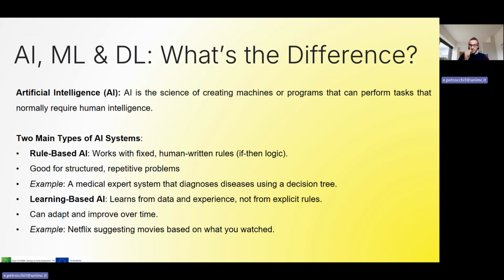While learning-based AI systems refer to machine learning and deep learning techniques, and these kinds of systems learn from data and experience, not just following some rules. And these systems can adapt and improve over time. An example is a very well-known digital platform like Netflix that suggests movies based on what users, for example, have already watched.